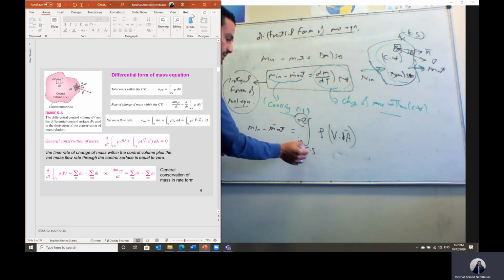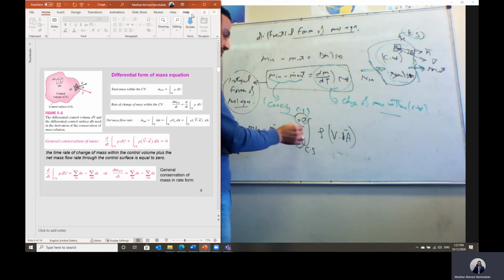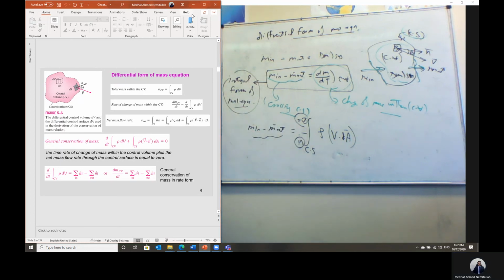But if I did this integration, it will equal to what? It will equal to mass flow rate out minus mass flow rate in. But here we need to calculate what? Mass in minus mass out. So in this case, we have to have a negative sign here. Okay? But this is regarding this term, mass flow rate in minus mass flow rate out.